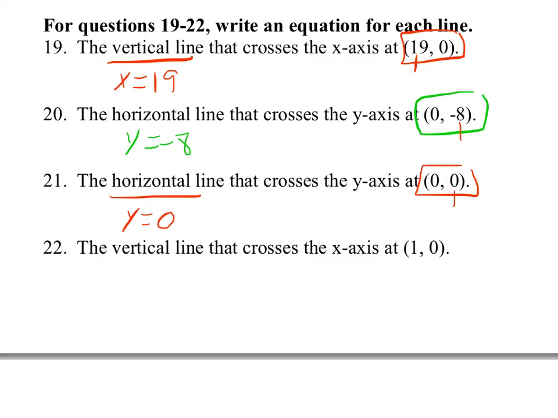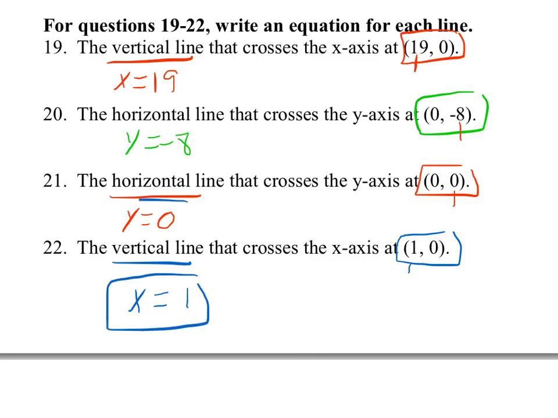My last one, vertical line means x equals, goes to this point, so I have the same x value. And that is my equation for that one.